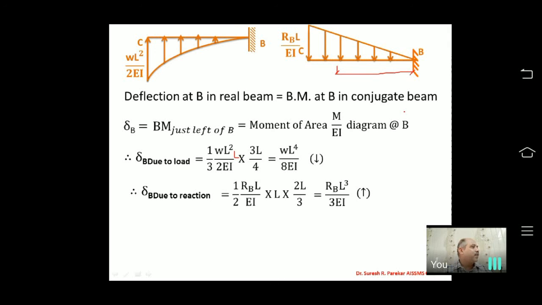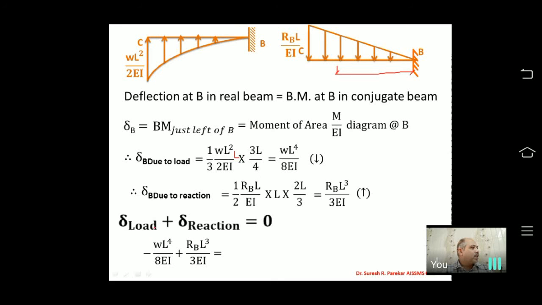If you remember the formulas, then you can take delta directly as WL to the power 4 upon 8EI, and for concentrated load we have RB L cube upon 3EI deflection. Now I will substitute it. Delta load plus delta reaction equal to 0. So due to load we have minus, because if you see, we have it in this fashion. So minus WL to the power 4 upon 8EI and plus RB L cube upon 3EI.